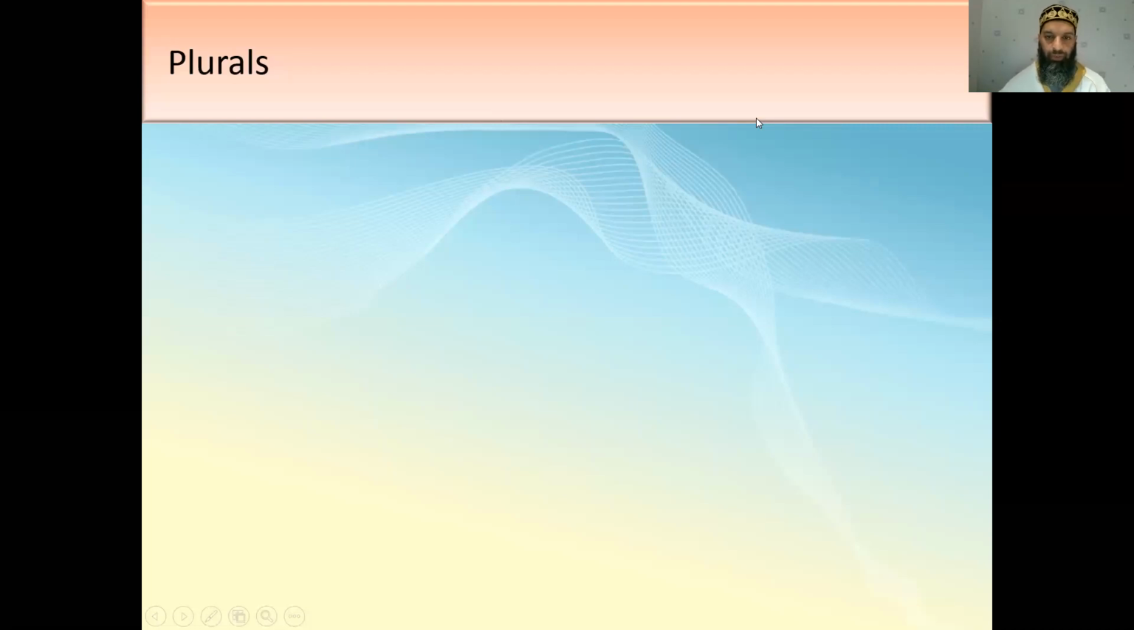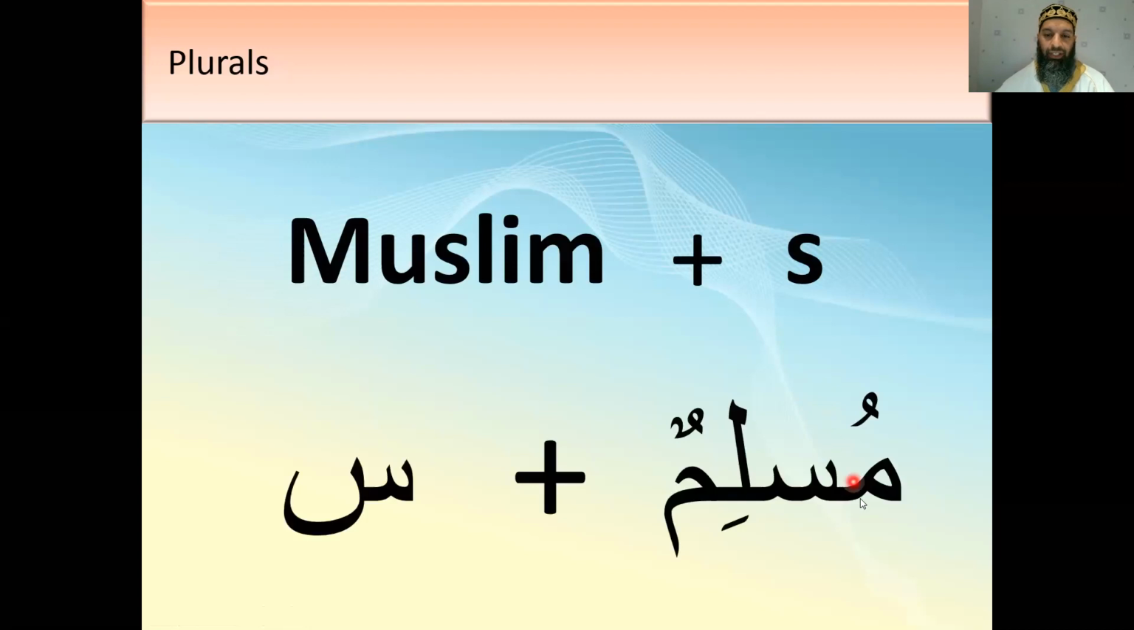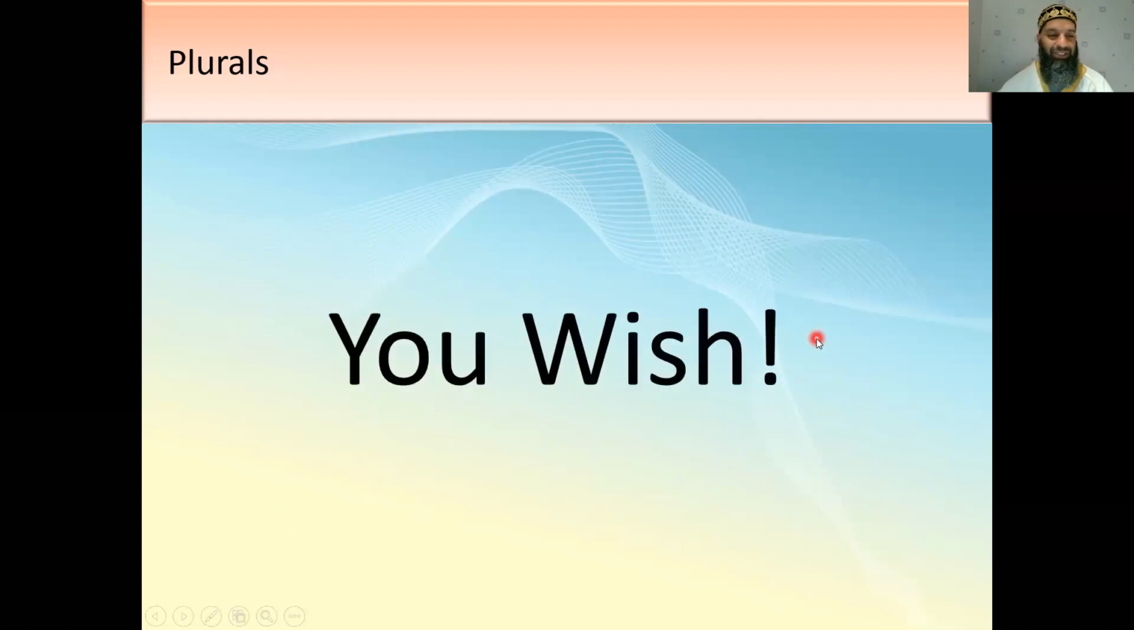Okay, so we just came back from the break. And lesson 3 was talking about plurals. So I had a slide here. Muslim plus S gives the plural Muslims. Can we do the same in Arabic? Can we do Muslimun plus S to give Muslims? Does that work? Right. You wish.